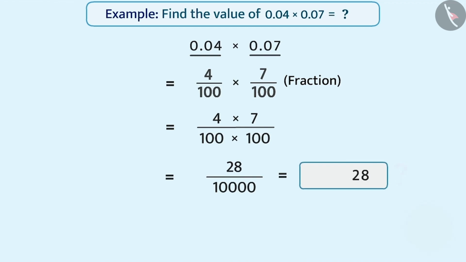Let me explain this. In 10,000, there are total 4 digits after 1. So we will place the decimal point in the numerator, counting 4 places from the right. Since 2 places are empty here, we will keep placeholder 0 at these places. Similarly, since the units place is also empty, we will place 0 here too.